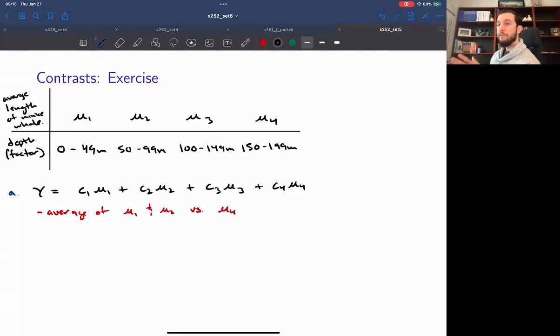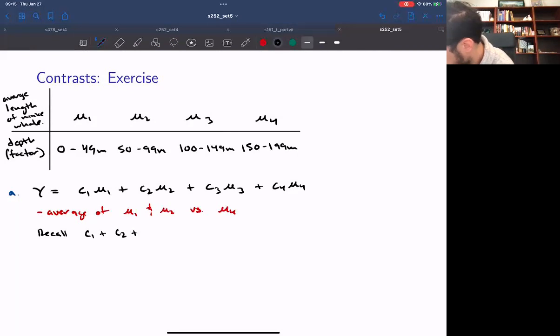All of the coefficients have to add to 0. And we can't transform the means, which is fine because we don't need to in the contrast. So we need C1 to C4 to equal 0 when we add them together. We want to take the average of mu1 and mu2 and compare it to mu4. So this is how we can do this.